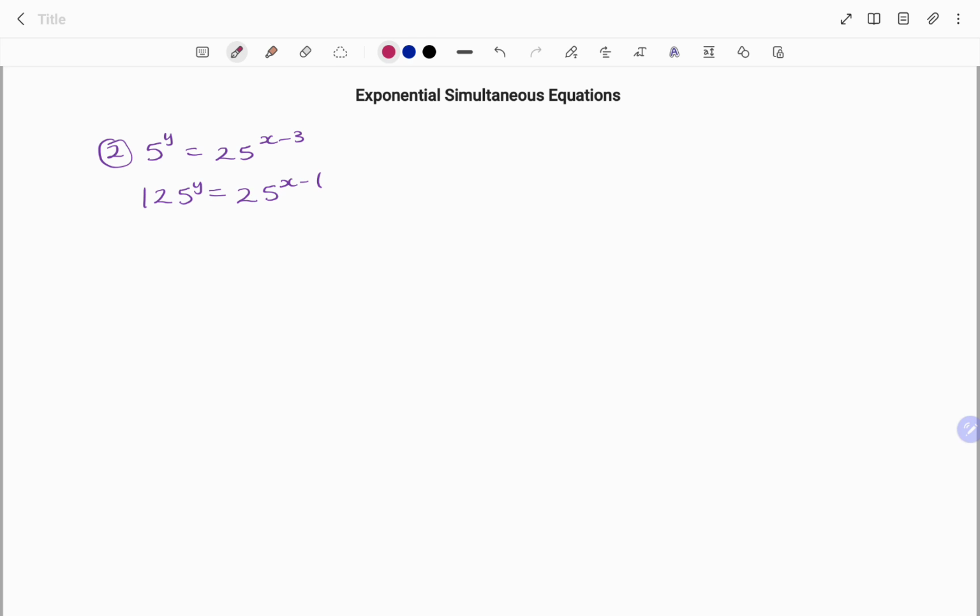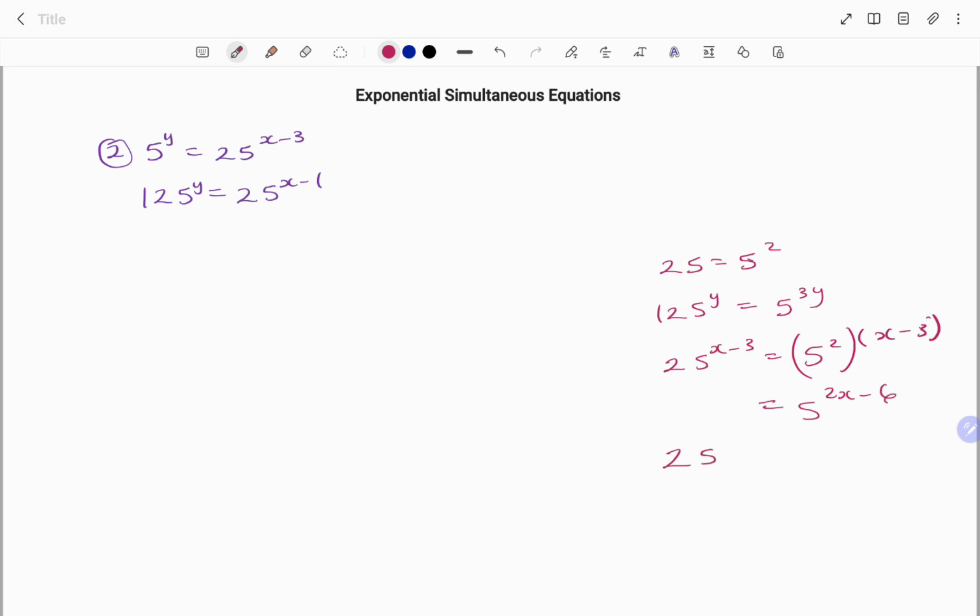Like I did in the previous example, 25 in exponential format equals 5 squared. Therefore, 125 to the power of y, that's going to be 5 times 5 times 5, that's 5 to the power 3y. Likewise, 25 to the power x minus 3 is going to be 5 to the power 2 raised to the power x minus 3. That will give me 5 to the power of 2x minus 6.